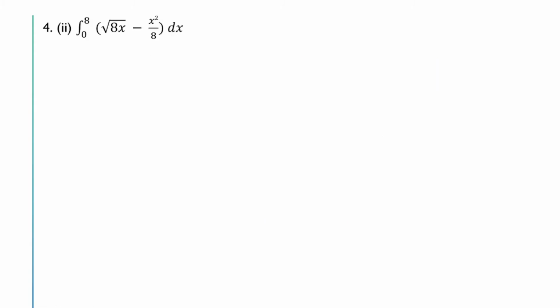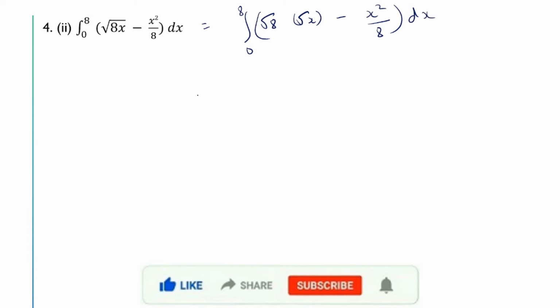Next question, integral 0 to 8 under root 8x minus x square by 8 into dx. So let us write this as integral 0 to 8 root 8 into root x minus x square by 8 into dx. Now we can integrate.